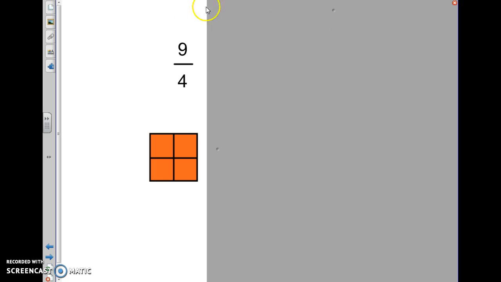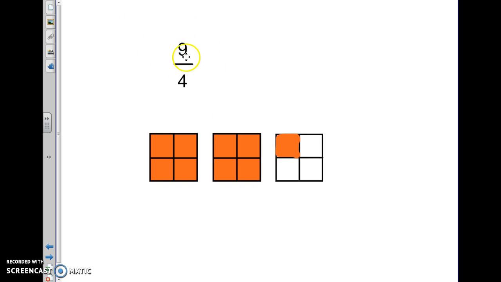So any time that you see a number where the number on top is bigger than the number on bottom, in other words, an improper fraction, that means that it's more than 1. So as we look at this 9/4, we have our square divided into 4 pieces. There's our fourths, and we have 9 of them. So we have 1, 2, 3, 4, 5, 6, 7, 8, 9. And so as you look at this, just visually, you can see how many whole squares are shaded? There's 2, right?